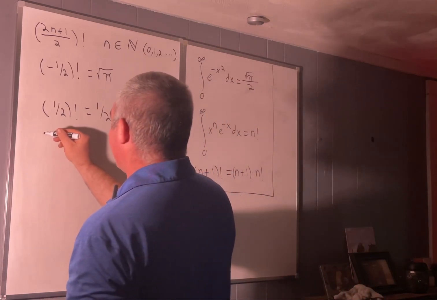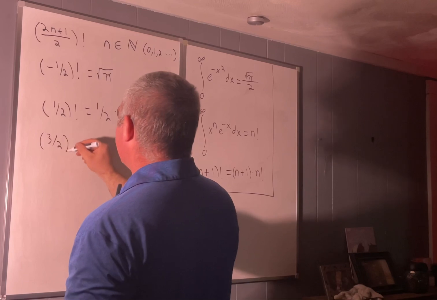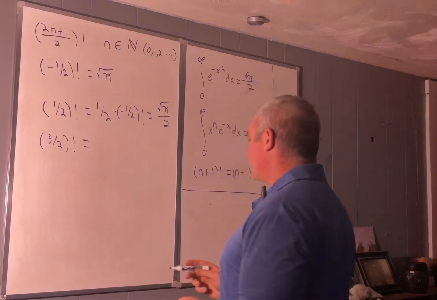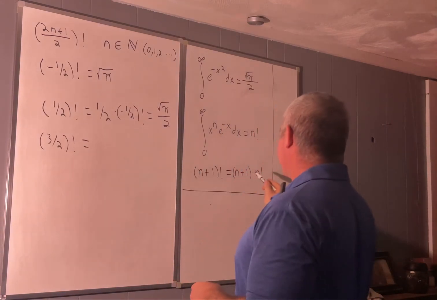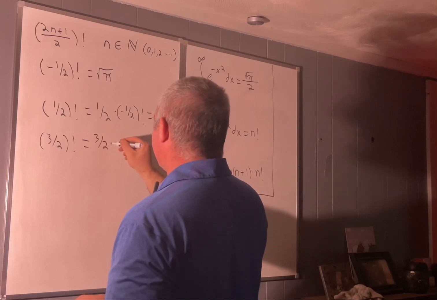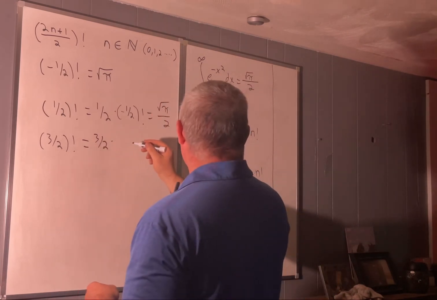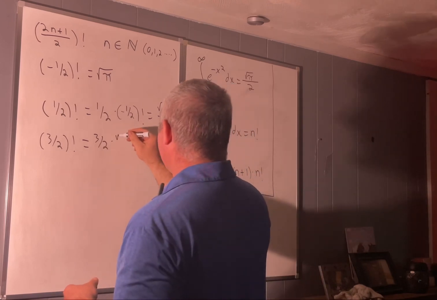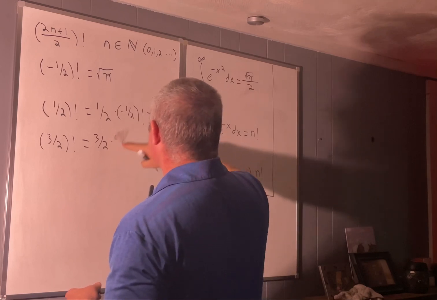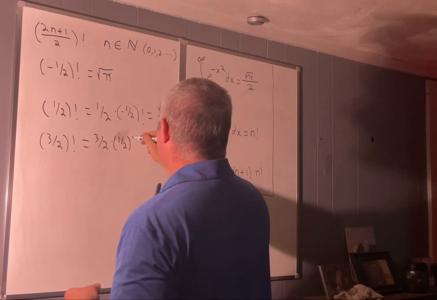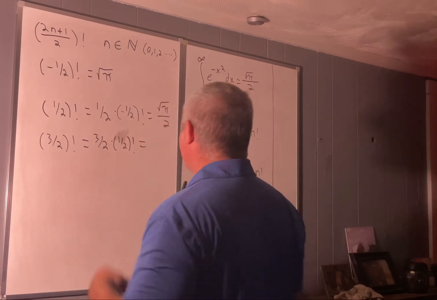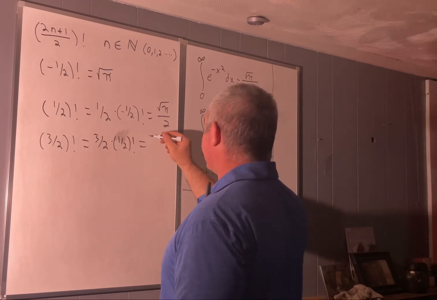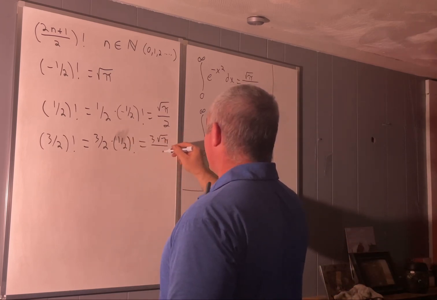All right, so now let's set our n plus 1 equal to 3 halves. So 3 halves factorial would be equal to 3 halves times 1/2 factorial, which we know is the square root of pi over 2. And that's going to be equal to, well, the square root of pi over 2 times 3 halves is 3 square root of pi over 4.